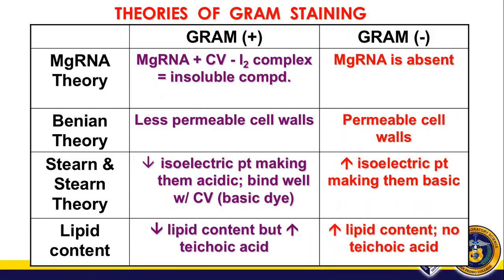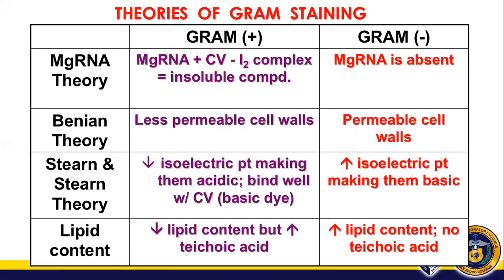It is said that a compound of magnesium ribonucleate and a basic protein concentrated at the cell wall helps gram-positive bacteria to retain the primary dye. However, this particular material is not found in the cell membrane of gram-negative organisms. So if magnesium RNA is present, it binds well with the crystal violet iodine complex, creating an insoluble compound. Then we have the Binyan theory. According to this one, cell walls of gram-positive organisms are less permeable.